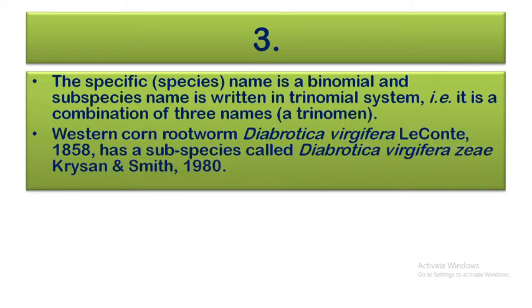You can have one example regarding the western corn rootworm, where Diabrotica virgifera, LeConte, 1858, has a subspecies. The name is Diabrotica virgifera zeae, given by Krysan and Smith in 1980. The names of authors are given separately, and they are the original combinations that have been prepared.